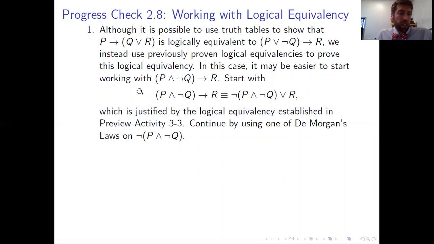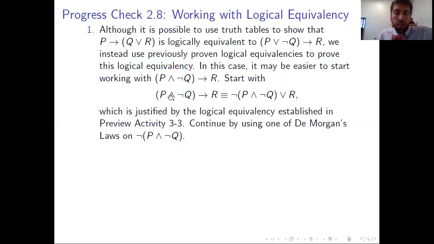Now we're going to do progress check 2.8. Again, don't continue this video until you've actually attempted it. So, what's going on in this progress check? Although it's possible to use truth tables to show that P implies Q or R is logically equivalent to P and not Q implies R, we instead use previously proven logical equivalences. In this case, it may be easier to work from the back.